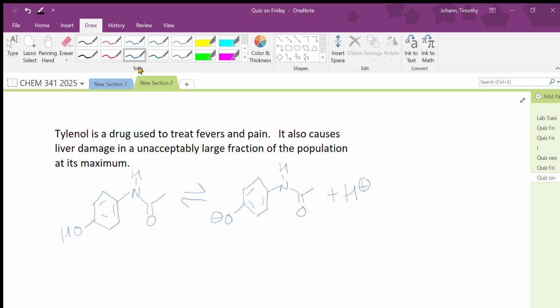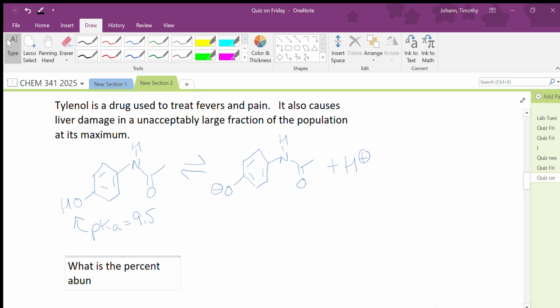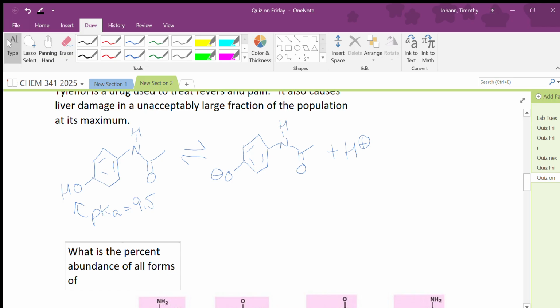Okay, so let's go ahead and ask a question though here. I already drew which proton comes off, but the pKa of this is going to be 9.5. And so then I could ask a question. What is the percent abundance of all forms of Tylenol? Actually, let me use acetaminophen at, let's say, pH 8.